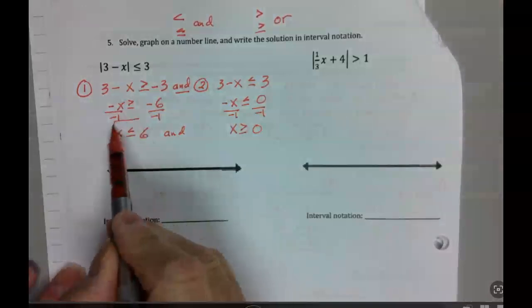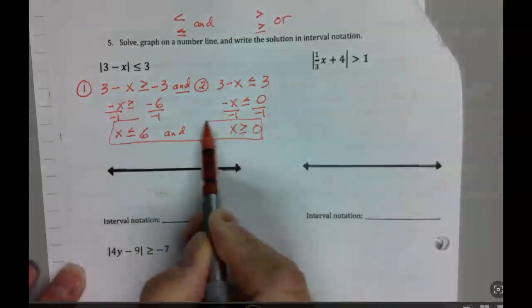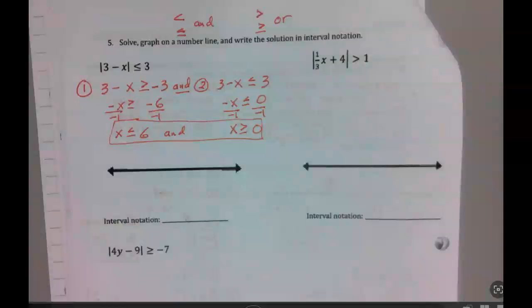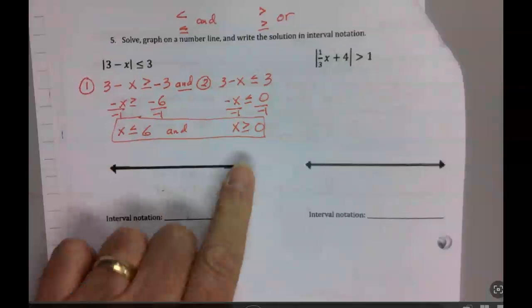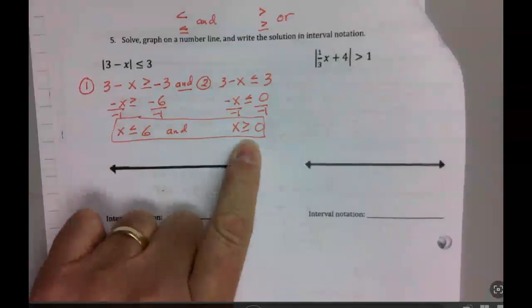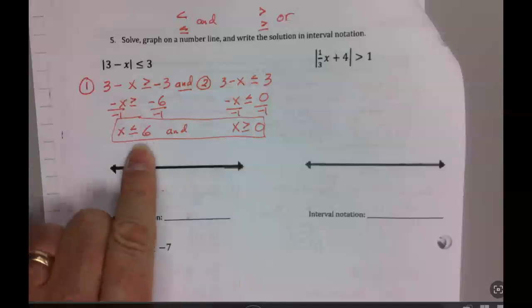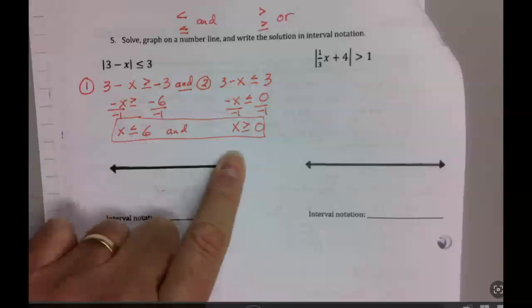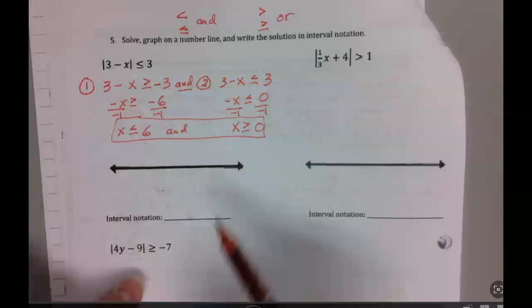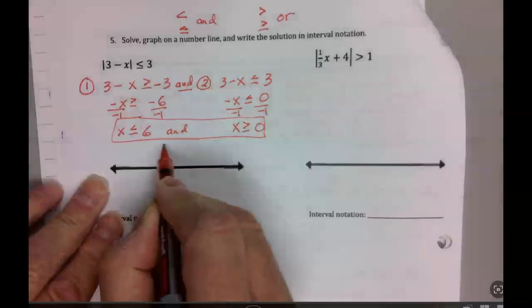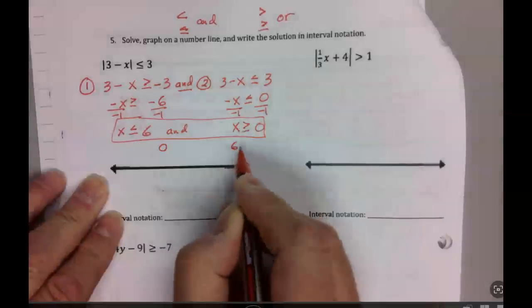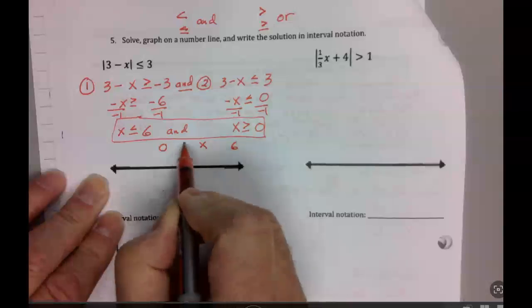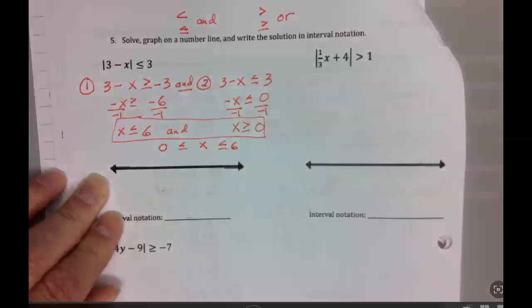Now, what do you notice happens when I divide by a negative there? Reverse inequality, but what do you notice about these numbers? Are they in the right order? Huh? 6 is not to the left of 0 on the number line, correct? So that's what happens when you divide by negative. So what I do is I put 0 here and 6 here and x in the middle, and then I write my inequality. That's how it should look, correct?